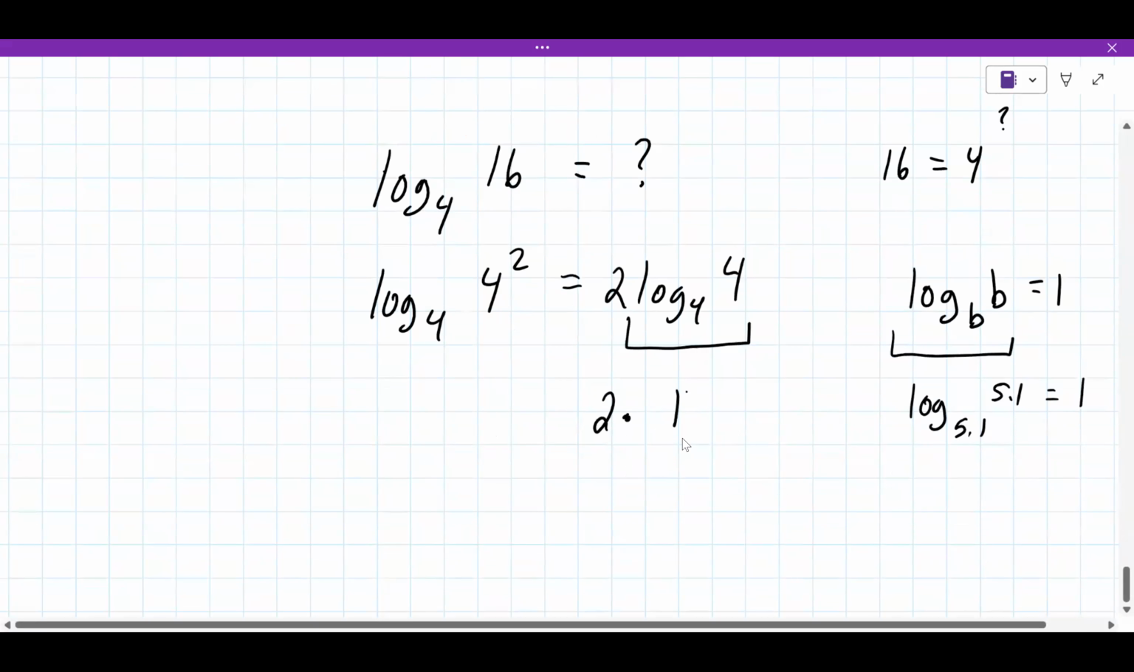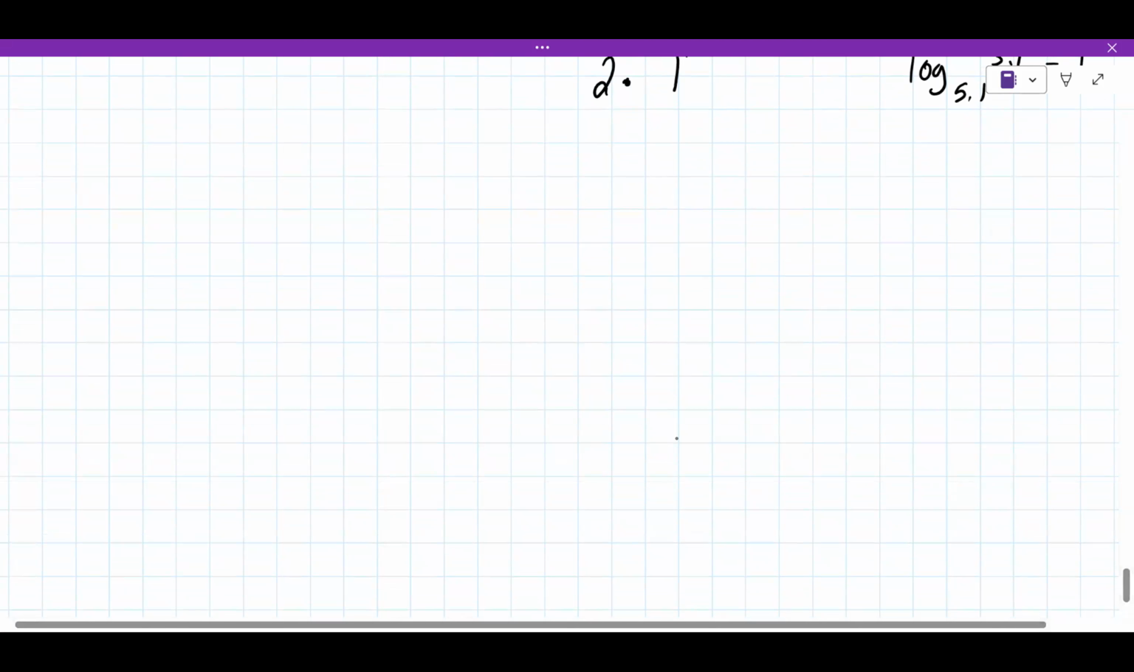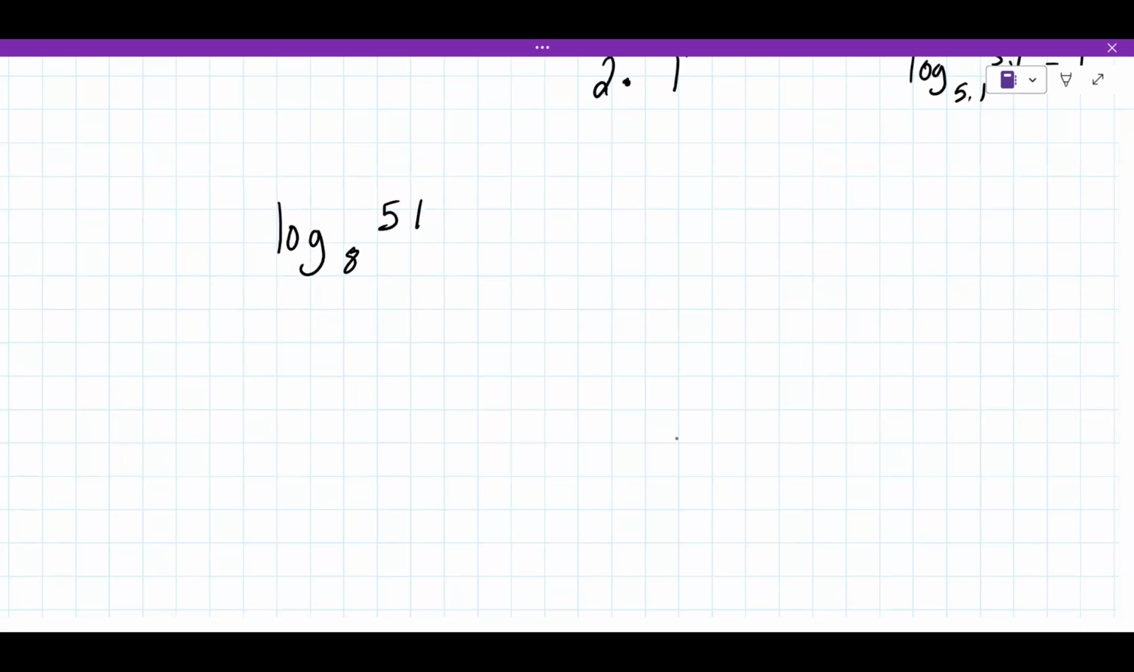Got it. Okay, let's try another one here. Let's say it's log base 8 of 512. So the first thing you have to do is rewrite 512 as 8 to some power. You're welcome to use a calculator to try to investigate that.